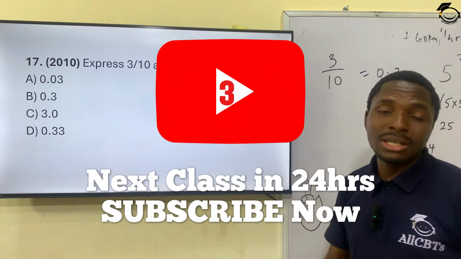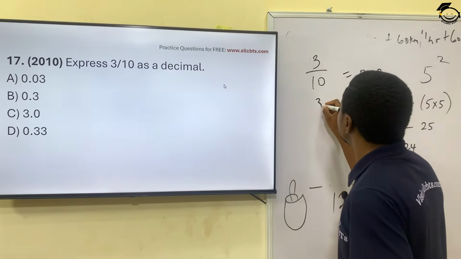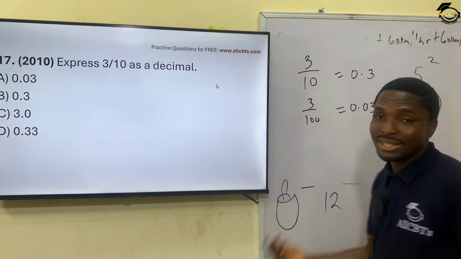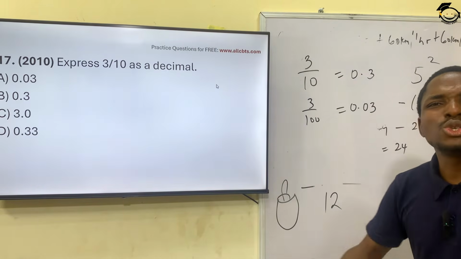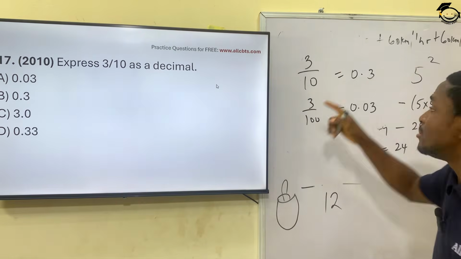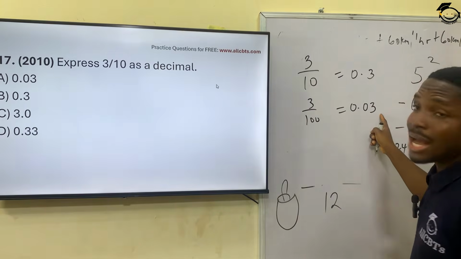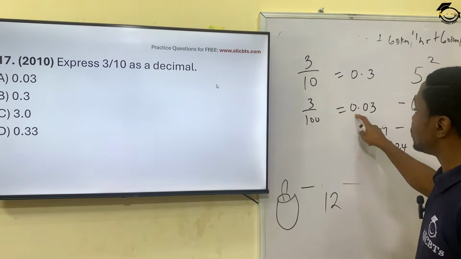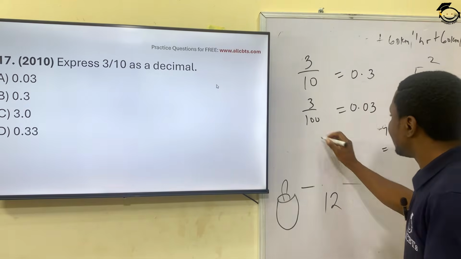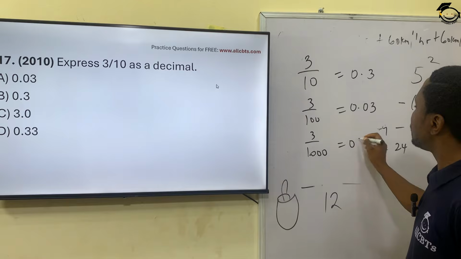0.3 in decimal place. If it's 3/100, what will it now be? 0.03. Do you understand? It just means 2 decimal places. Once you have 1 zero, it's 1 decimal place from the back. Once you have 2 zeros from the back, 2 times, 1, 2. If it's 3/1000, what will it be? I'm sure you are already guessing right. It will be what?